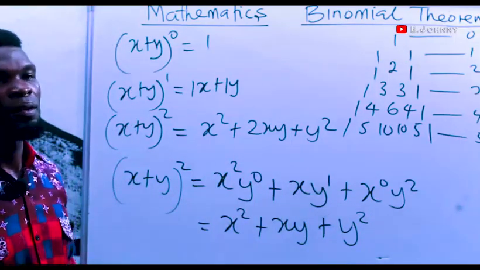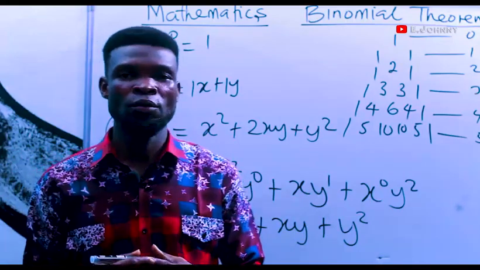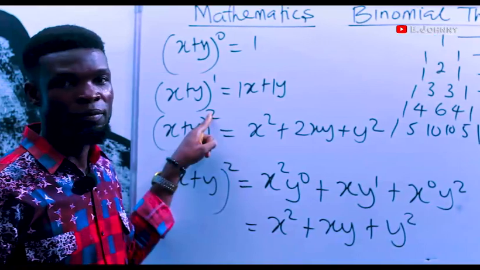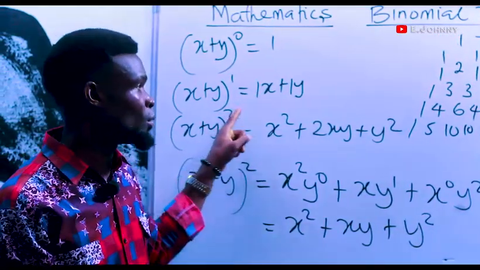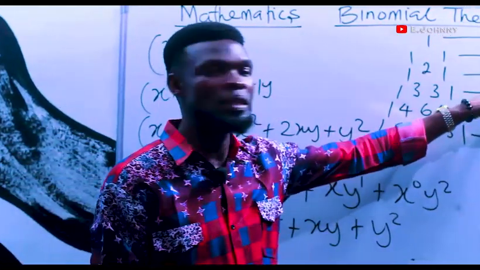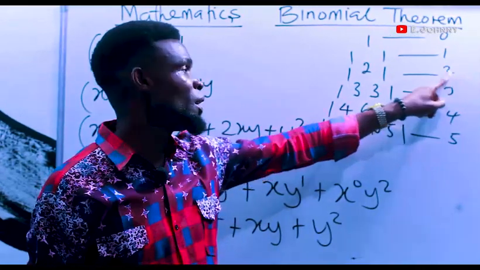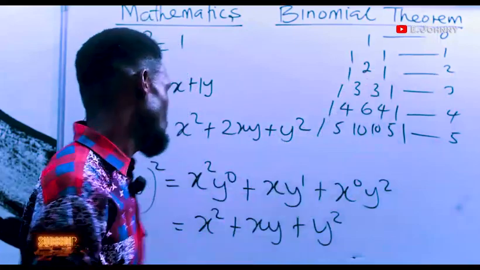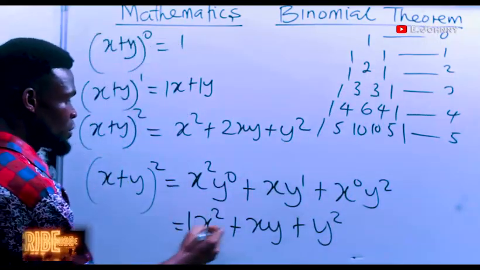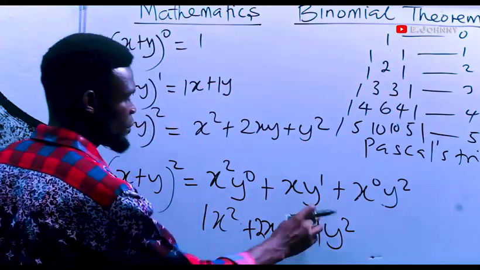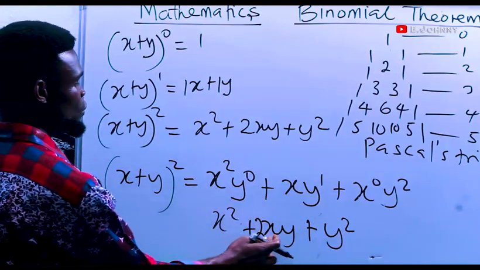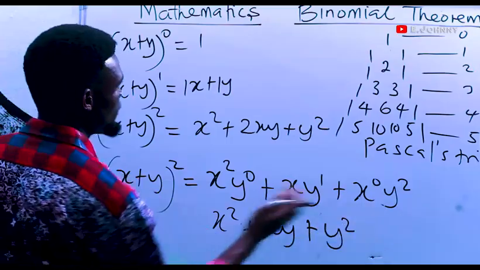Then after that, you ask yourself, what power was I working with? You will see that you were working with power 2. Then go to Pascal's triangle to find the coefficient for power 2. The coefficient for power 2 is 1, 2, 1. So you come here and drop 1, 2, 1. Of course, there is no need of putting the 1. So it's just x squared plus 2xy plus y squared.